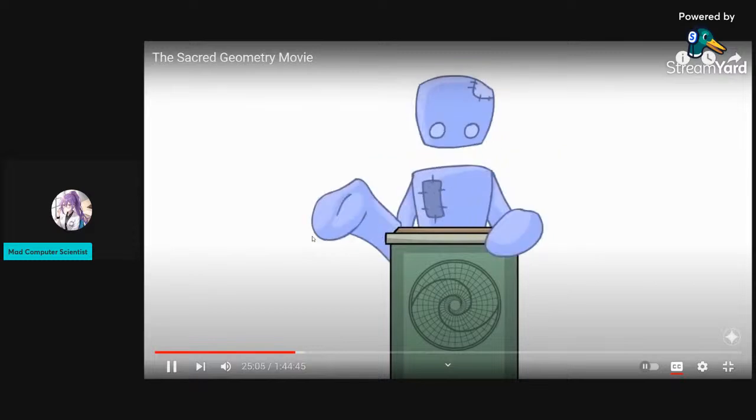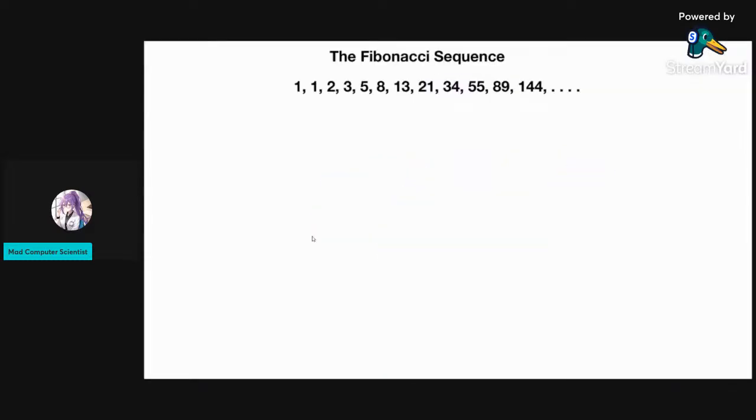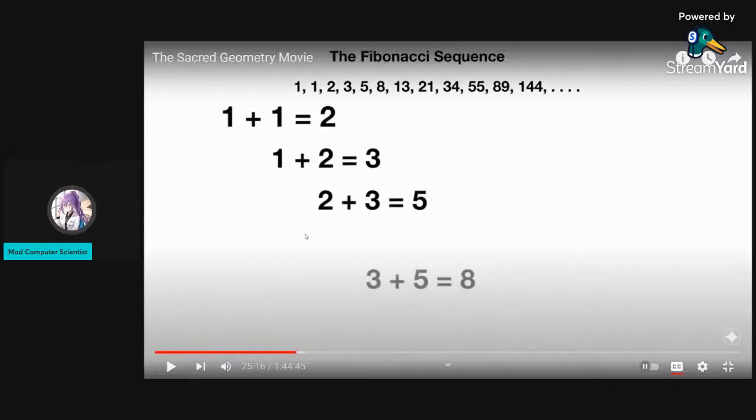Now, the Fibonacci sequence is life's way of creating the golden mean. Allow me to explain. This sequence is continually made from adding the previous number to the current. 1 and 1 is 2, 2 and 1 is 3, 3 and 2 is 5. Yes, it's a recursive relation. 5 and 3 is 8. You can see how it continues.